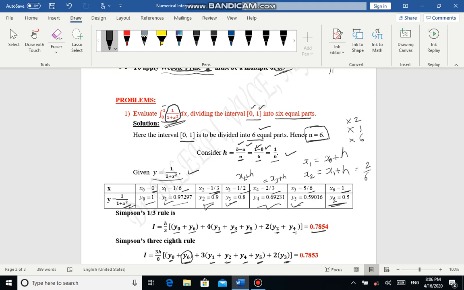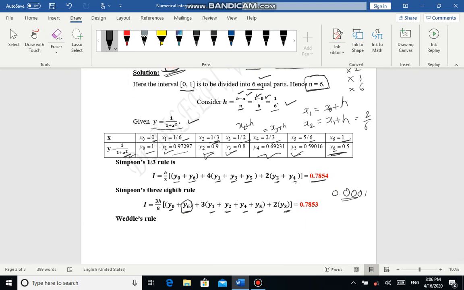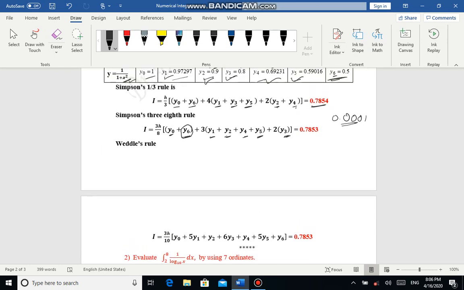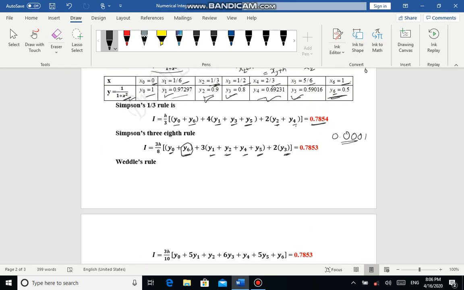Almost the same. In the fourth decimal there is a difference of 0.0001, so there is no real difference. Similar to that, Weddle's rule. Consider the formula of Weddle's rule. Here there is no confusion, there is no grouping of terms, just substitute the values and you will get the value of the definite integral. So this is the working procedure of numerical integration.